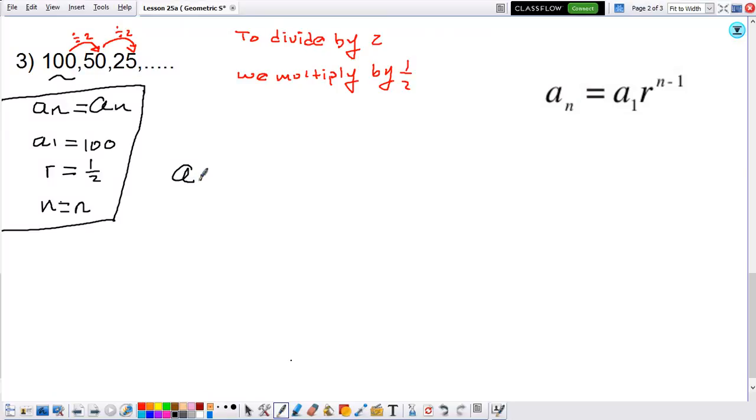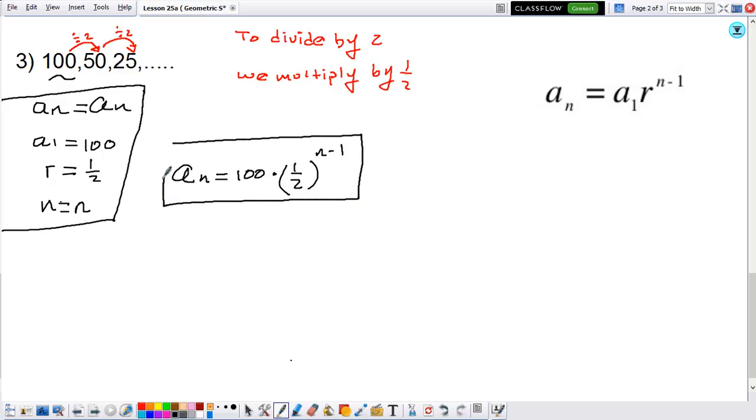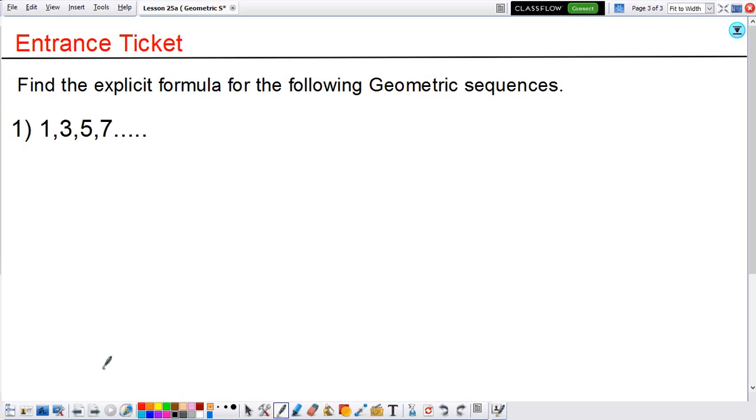So an is equal to a1, which we found to be 100, times r, which we found to be 1/2, exponent n minus 1. And this is the explicit formula for this geometric sequence. So now, here's your entrance ticket. Find the explicit formula for the following geometric sequence.